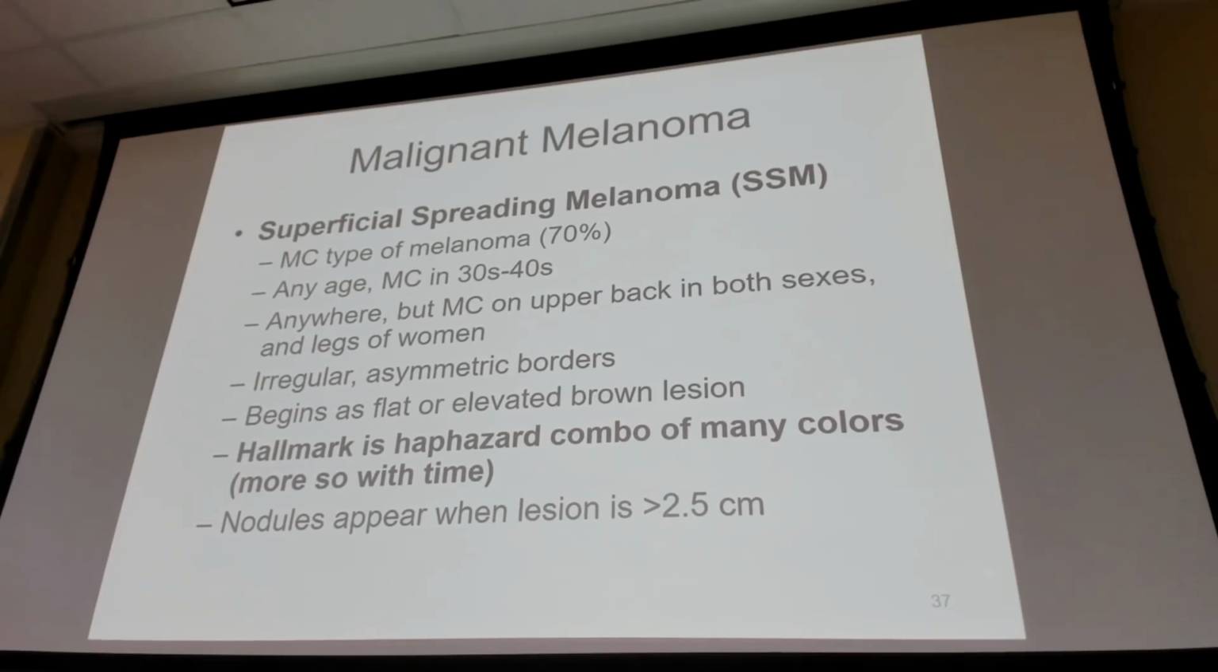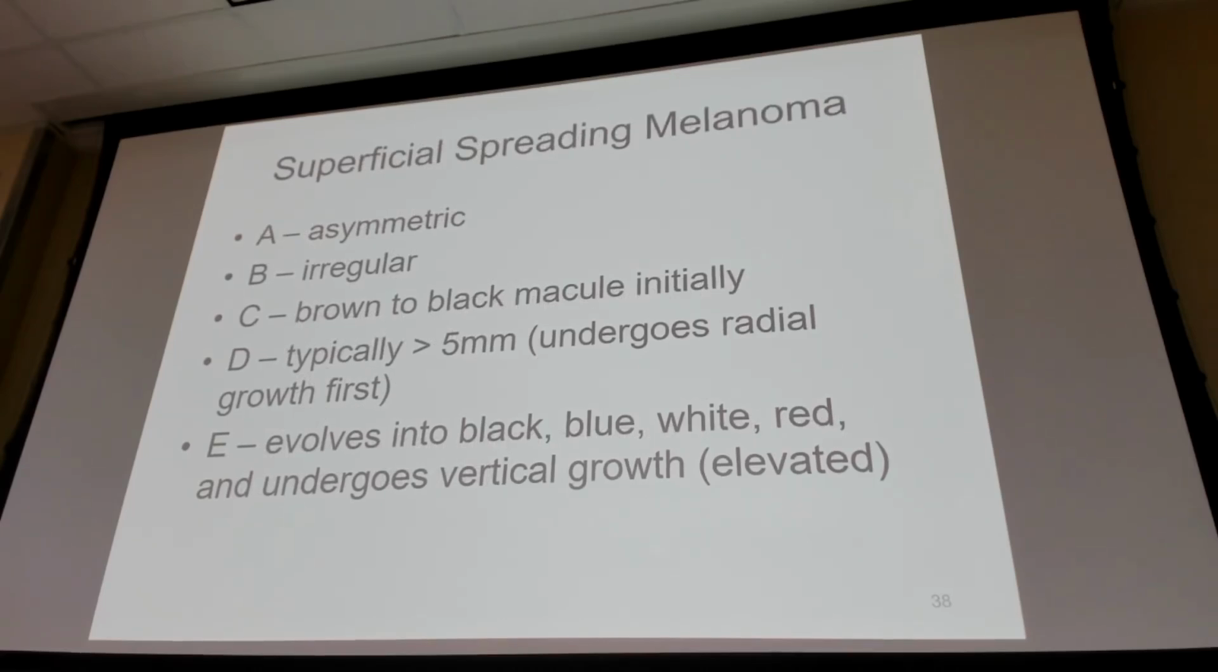So that's there. Again, breaking down the ABCDEs, we see asymmetry, irregular border, brown to black macule initially, but it can develop, okay? Diameter is typically greater than 5 millimeters, and it undergoes radial growth first. So this one does go through some radial growth.